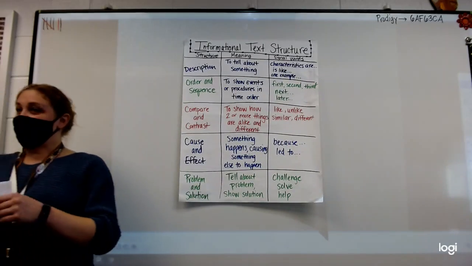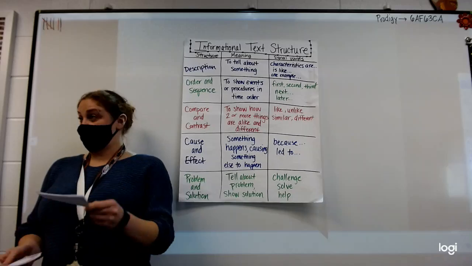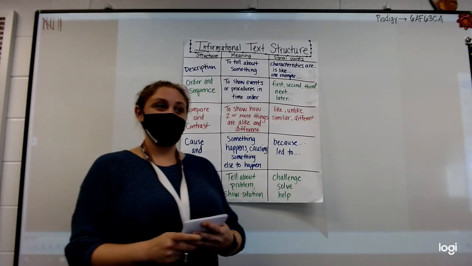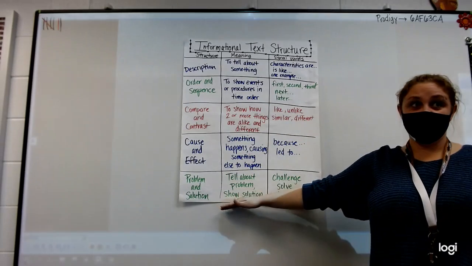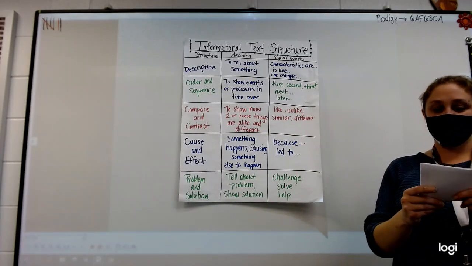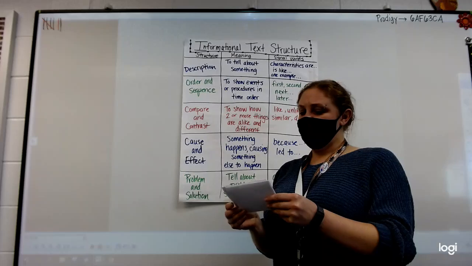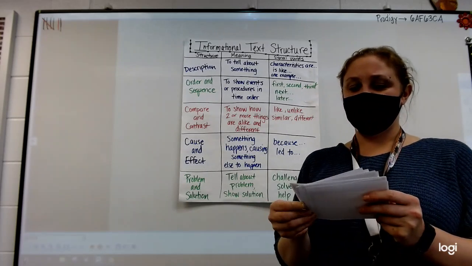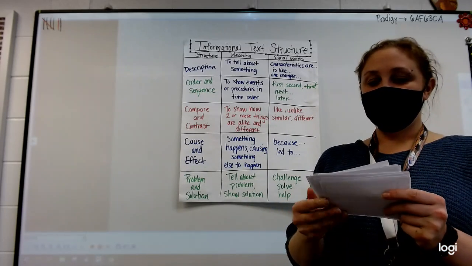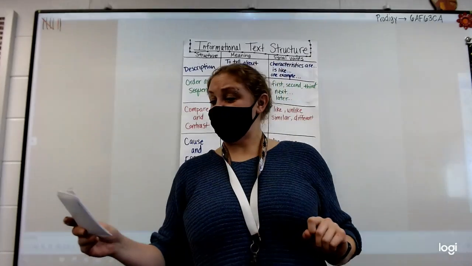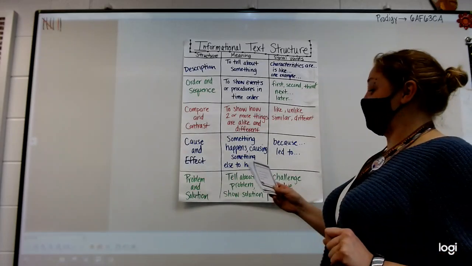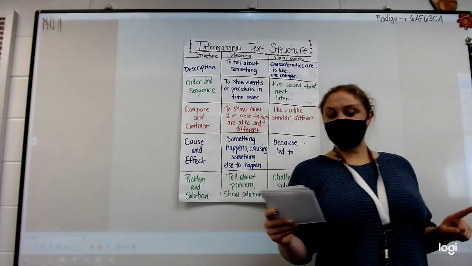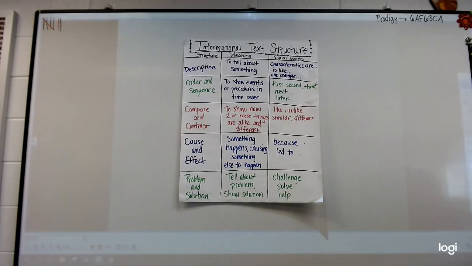Okay, I am going to read you something, and you need to tell me which text structure would be the best one to use to write about it. Okay, here's our first one. Let's start here. To explain how queen bees, worker bees, and drones are alike and different. Which text structure would I need to use to show that queen bees, worker bees, and drones are alike and different? Hayden?